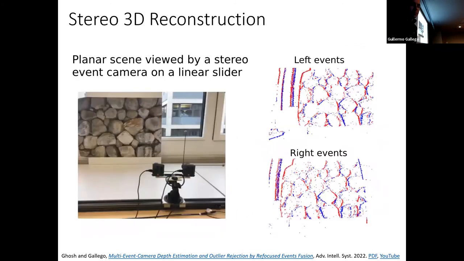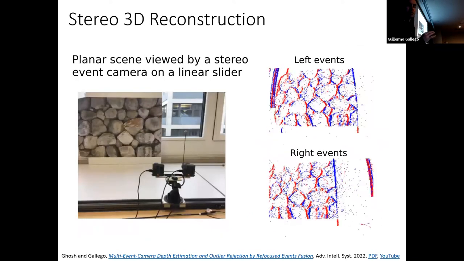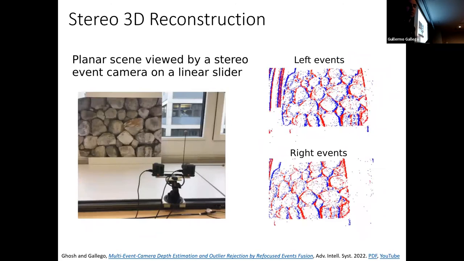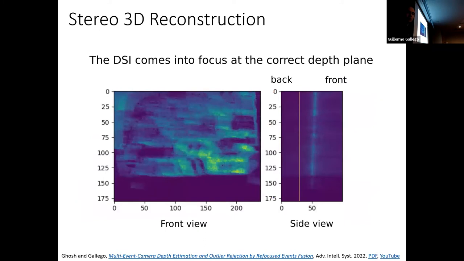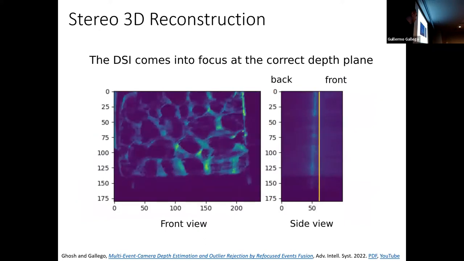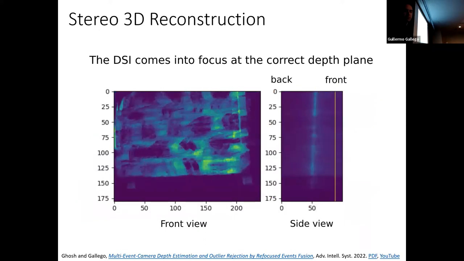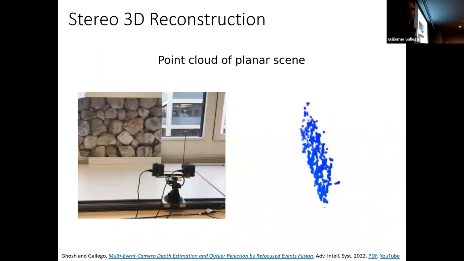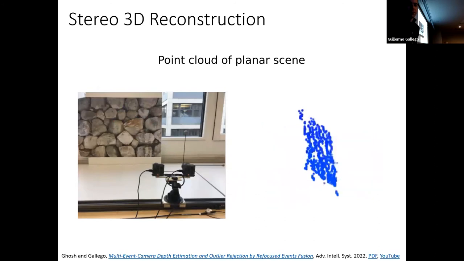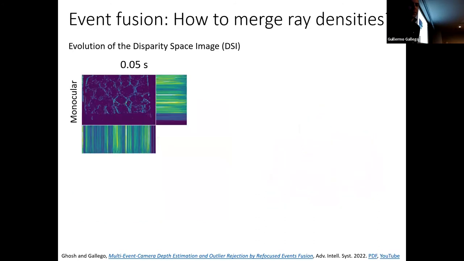For a one-dimensional example, this maybe becomes a bit more clear. The camera is moving sideways, looking at a scene that is fronto-parallel. And if we sweep the planes from back to front, or front to back, sorry, then we see that the events come into focus at the correct depth. And the point cloud recovered is also quite flat, quite planar. So let's compare the monocular and the stereo case to try to answer this question: how do you merge the ray densities?